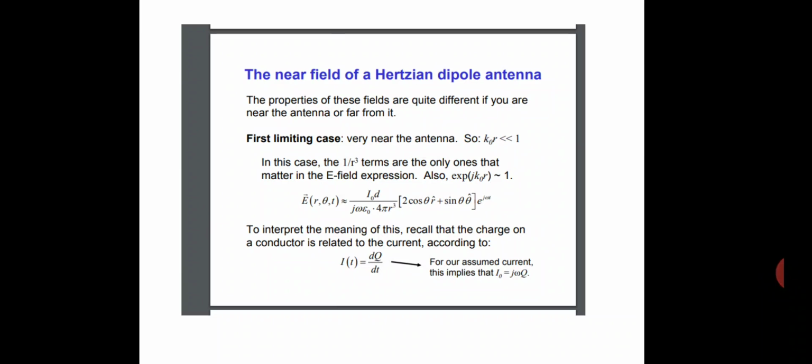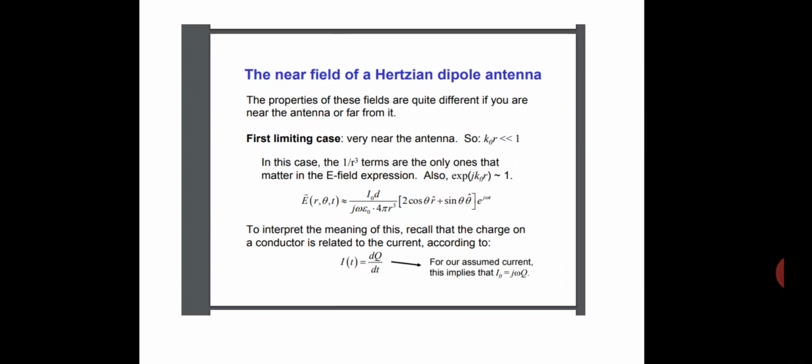In this case, the 1 upon r cube terms are the only ones that matter in the electric field expression. Also, e to the power j k naught r is about 1. E vector equals I naught d upon j omega epsilon naught 4 pi r cube into (2 cos theta r hat plus sin theta theta hat) into e to the power j omega t.